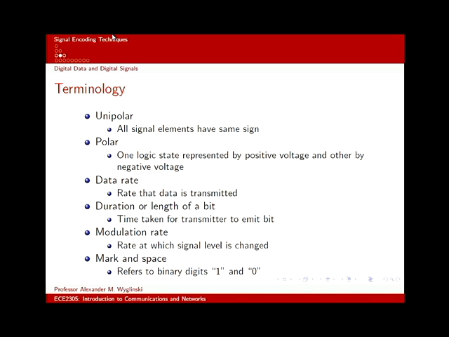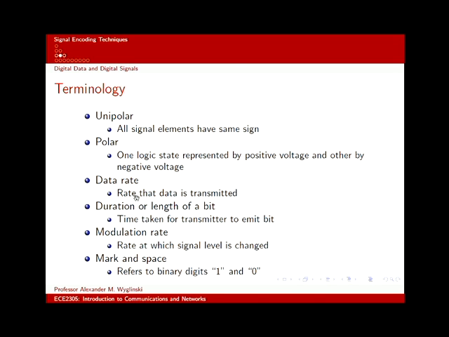So the lingua franca in terms of digital signaling, digital data, encoding and modulation, there are several. The first is something called unipolar, that all signal elements have the same sign. They're all positive, or above zero. Polar means that we have one logical state represented by a positive voltage and another by a negative voltage. And I'll draw this in a bit.